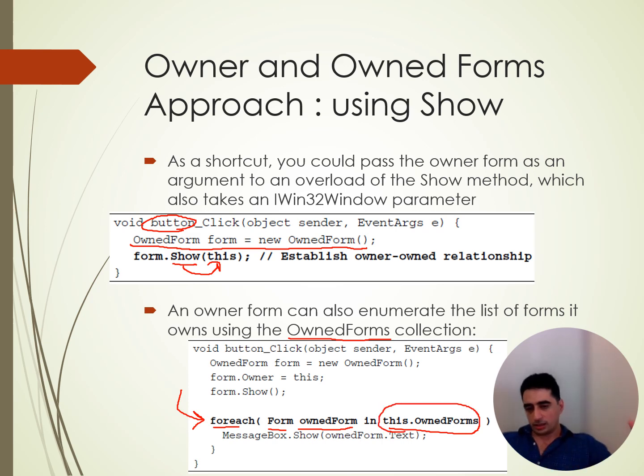that collects all the owned forms. And then you can basically access every single form that the current form owns, or any form that this form owns, and then do whatever you want. For example, in this case, we are showing a message box with the text of every single owned form for this form.